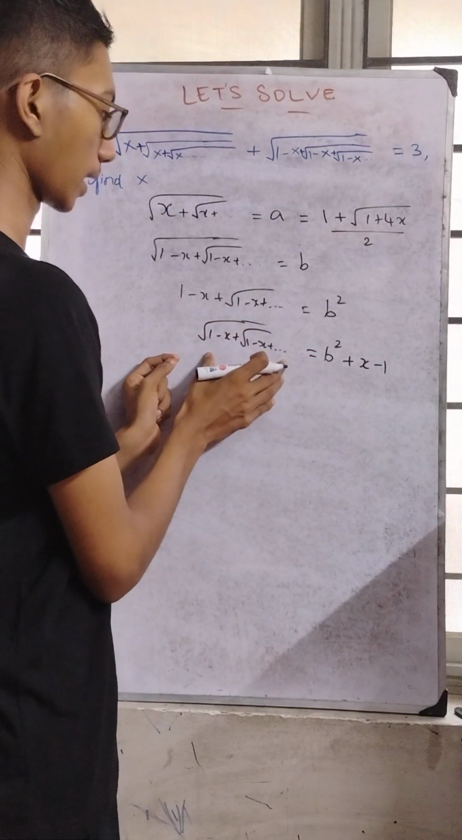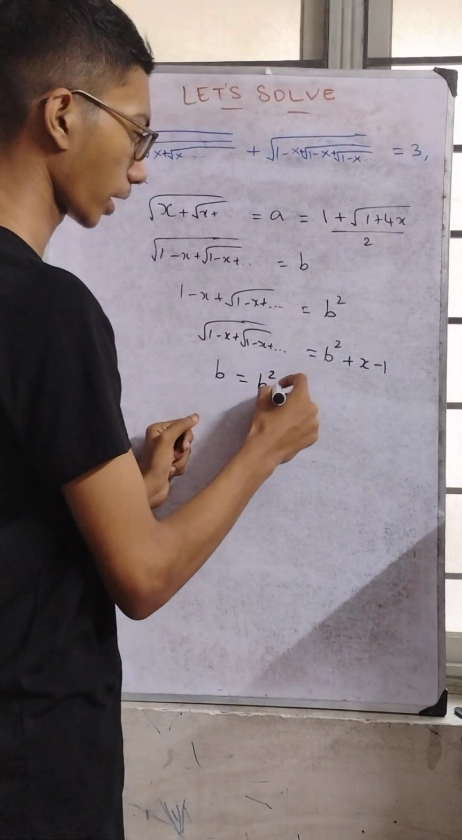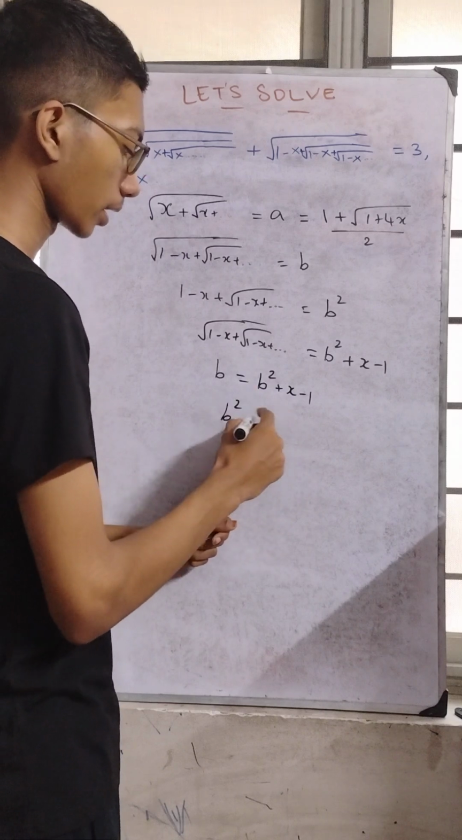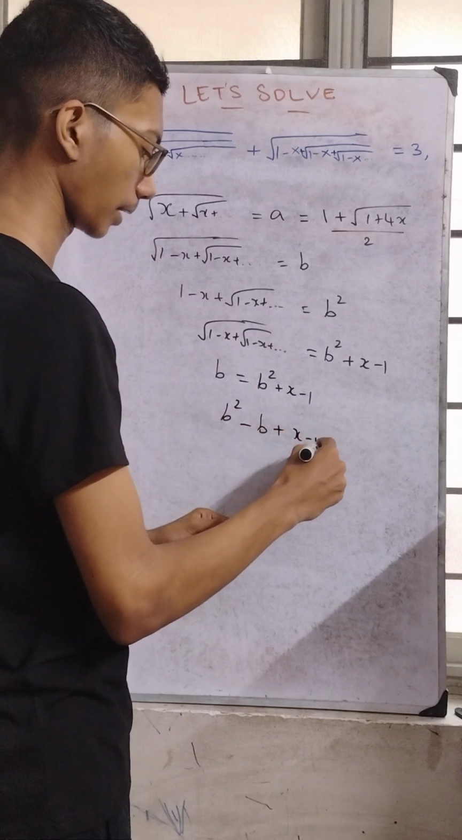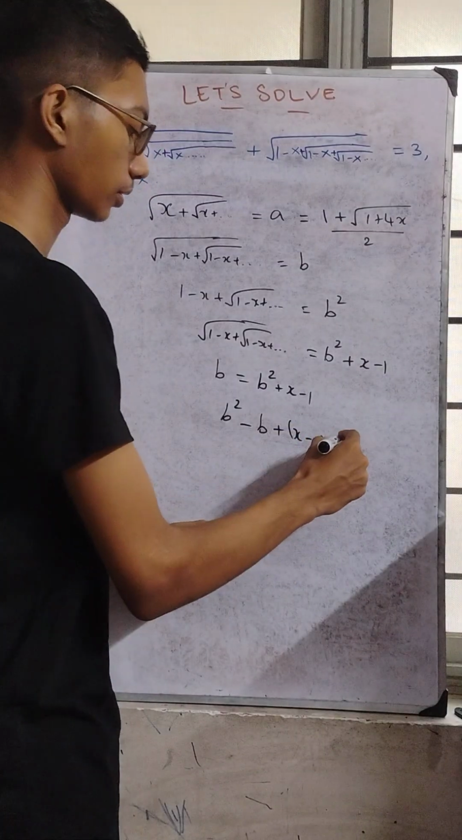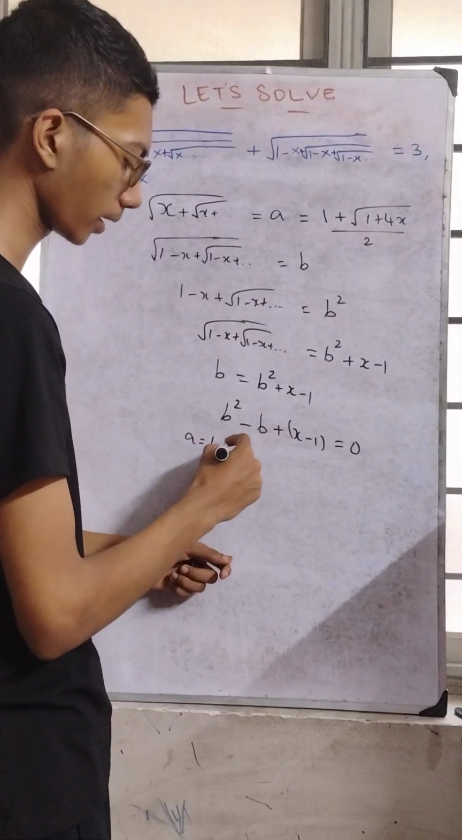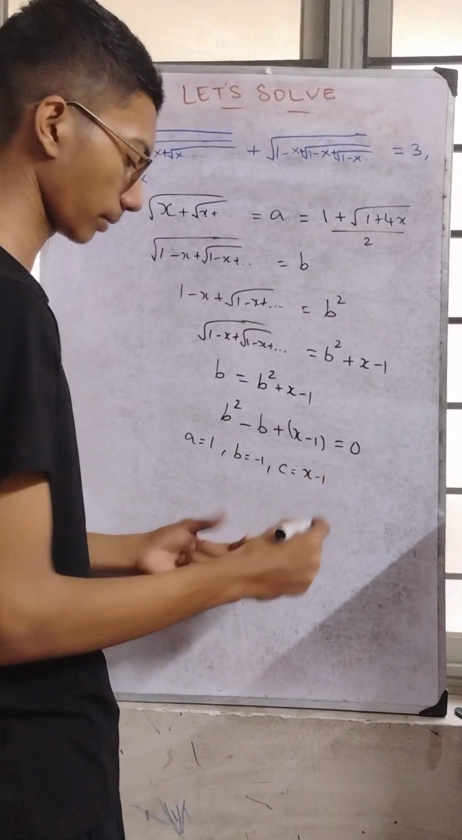So this we can again see, this is clearly b. So b is equal to b square plus x minus 1. So form the quadratic equation b square minus b plus x minus 1. This is the constant term. So here a equals 1, b equals minus 1, c equals x minus 1.